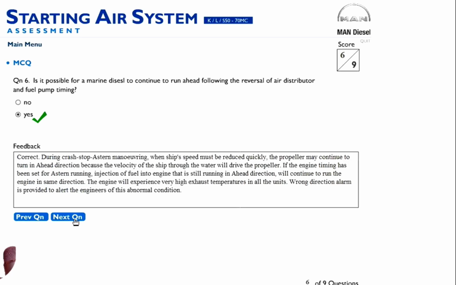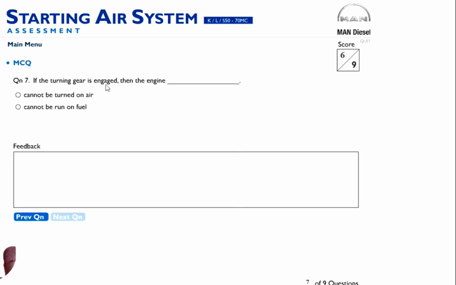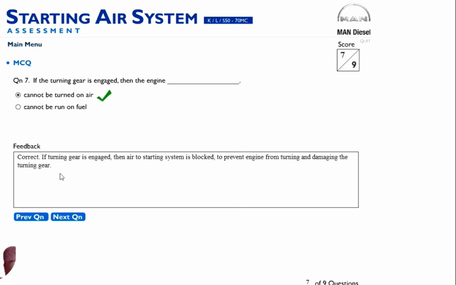So let's move on. If the turning gear is engaged, then the engine cannot be turned on air. Okay. If the turning gear is engaged, the air to the starting air system is blocked to prevent the engine from turning and damaging the turning gear.